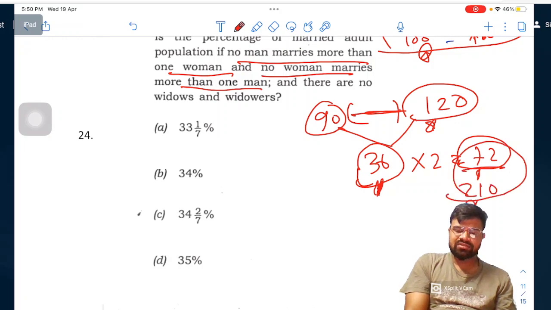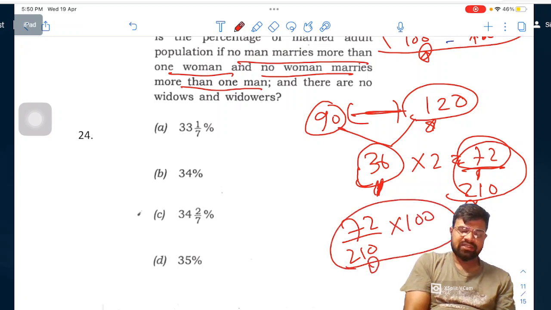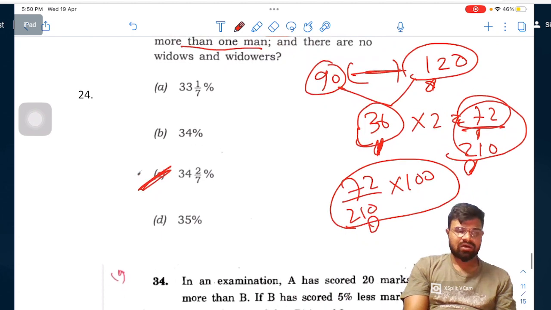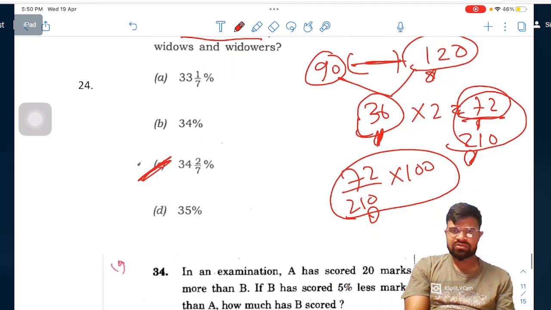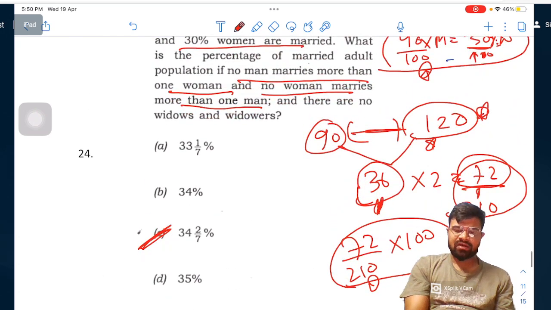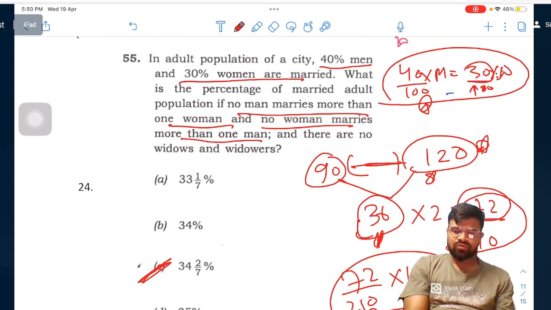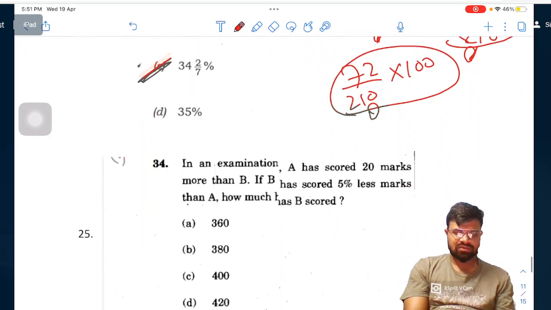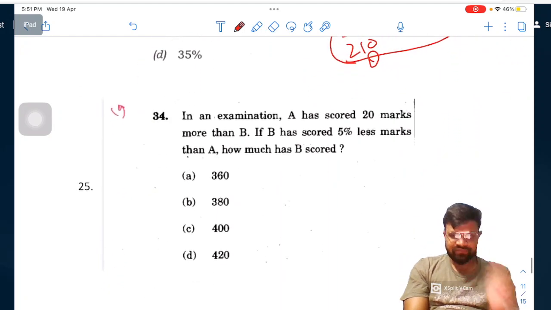So you will find the percentage: 72 upon 210 into 100. You will find that 34 2 by 7 is the answer, 34.28 to be specific. Just do this common calculation. This assumption is the key thing. You will have to assume the LCM of these numbers as a larger number. This is just my technique so that your work is easy, because otherwise the question will become tough.